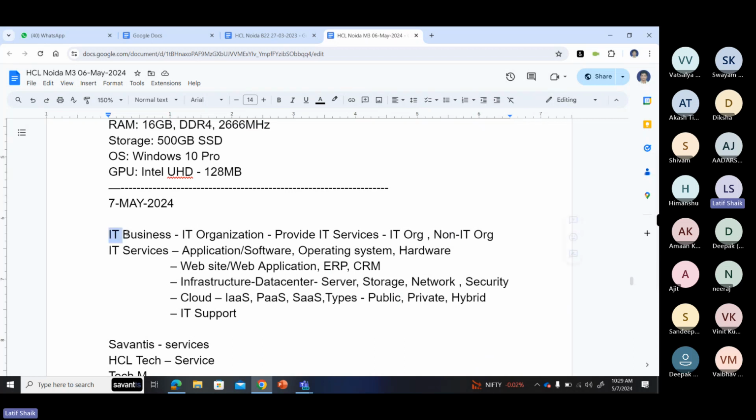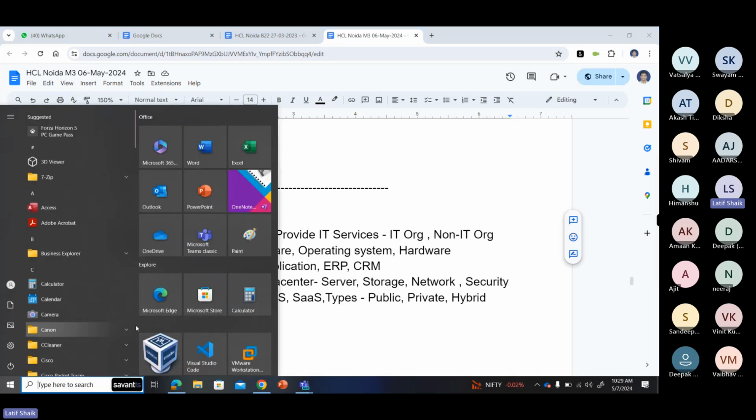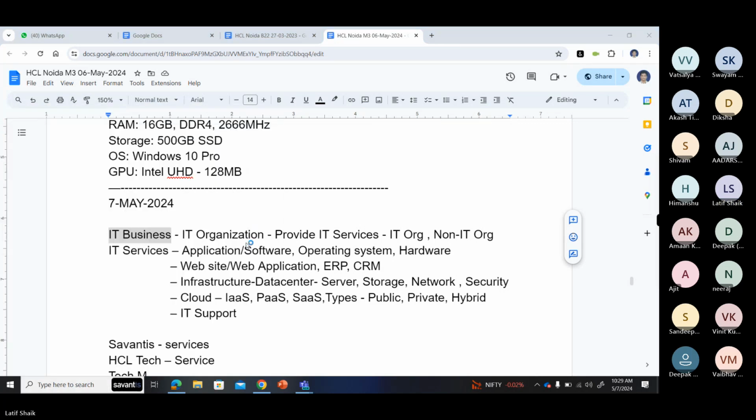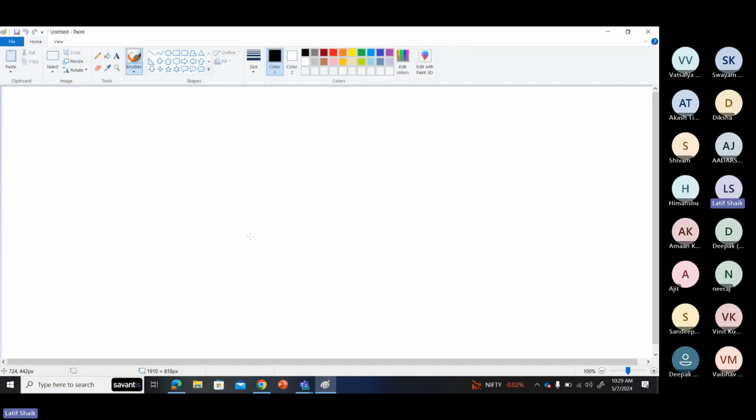So what is an IT business or IT organization? For example, we are all using IT services, right? We are using internet services, personally and in our organizations also. We are using different types of applications.